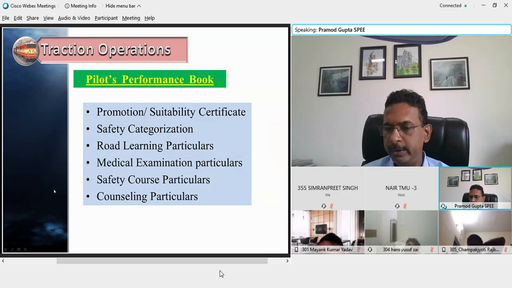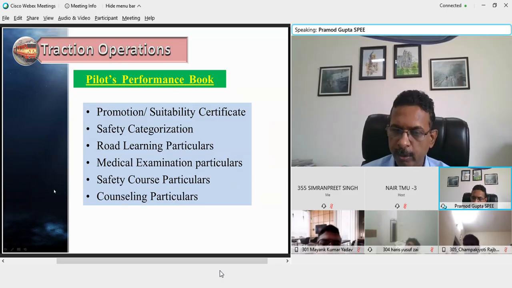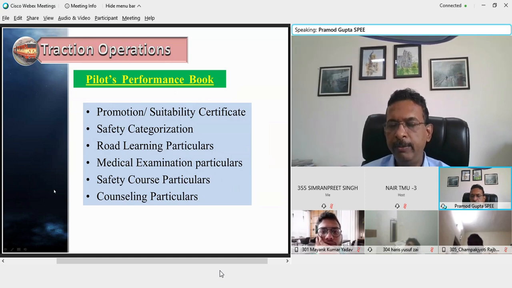It is brought to the notice of the loco inspector. It is also brought to the notice of the loco pilot, and the necessary corrective actions are immediately started by the loco inspector. So it's the feedback, it can be a positive feedback or it can be a negative feedback regarding the performance of the loco pilots.